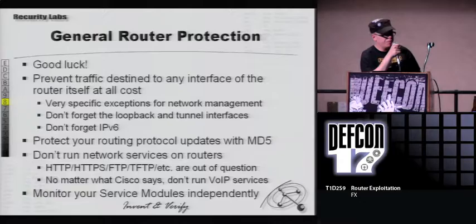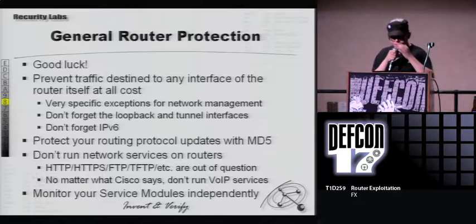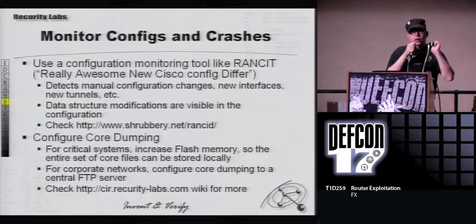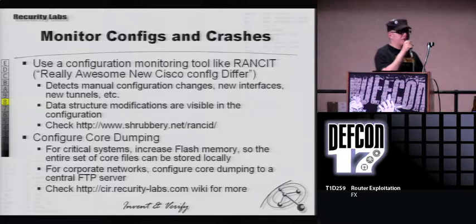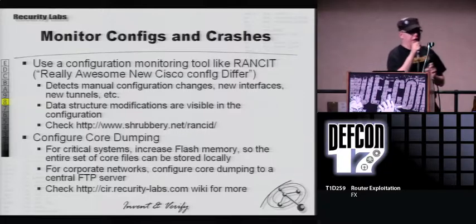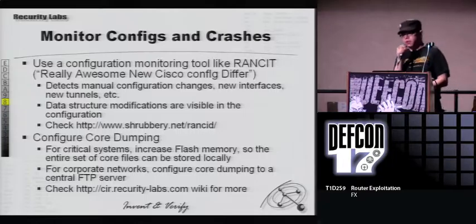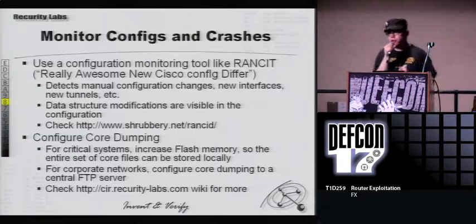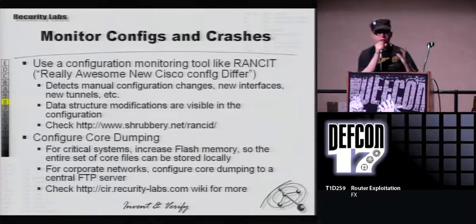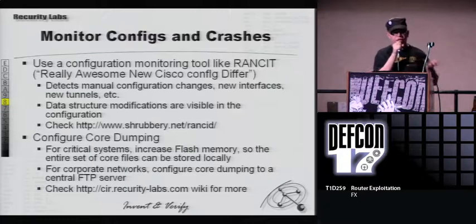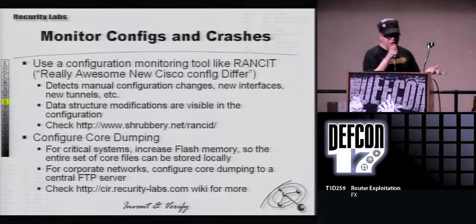Okay, and monitor your service modules. They're special. Configuration checking is the easiest way to catch most of this, actually, because if someone owns a Cisco machine, at some point the configuration is going to change. There's a tool for that called Rancid, which people running big networks actually use, so it's actually halfway decent.